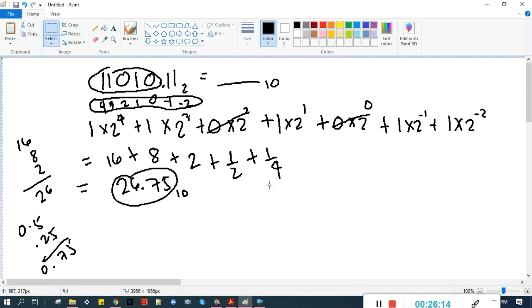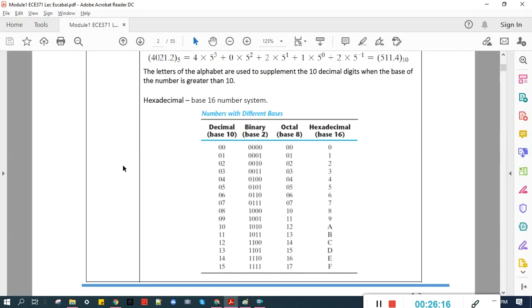So you need to know how to count. You need to memorize this conversion between different bases of the number system from 0 to 15. How do you count? You need to know how to count in the different number systems.